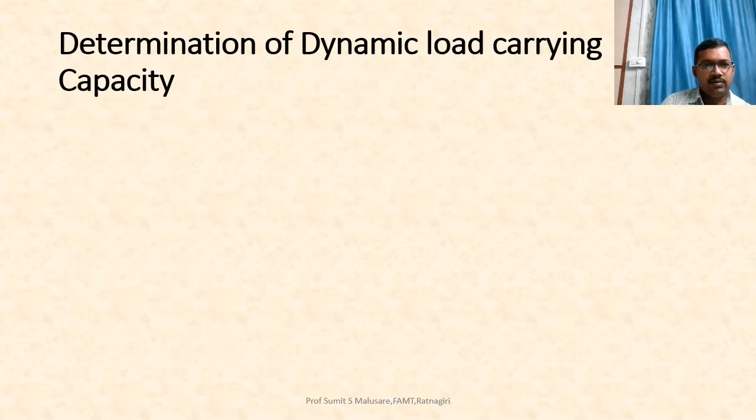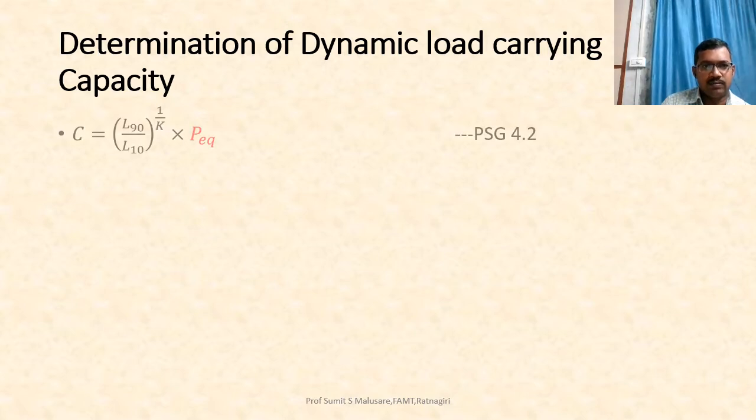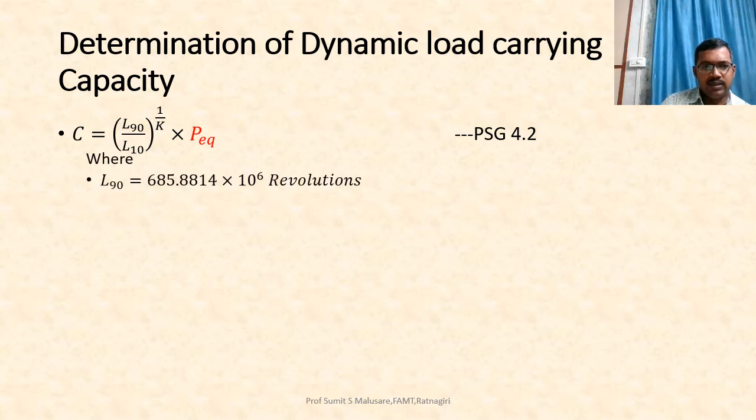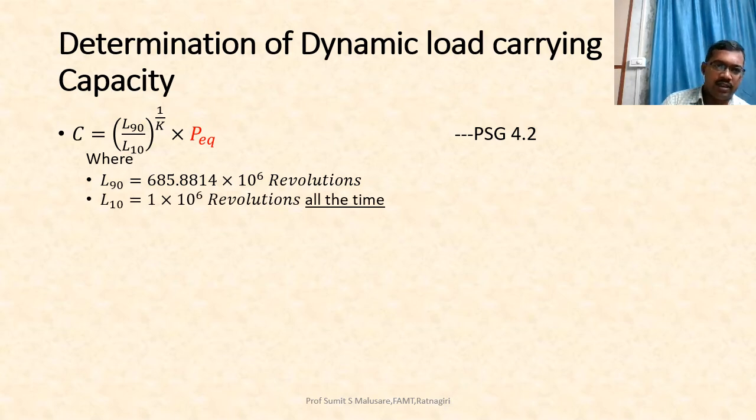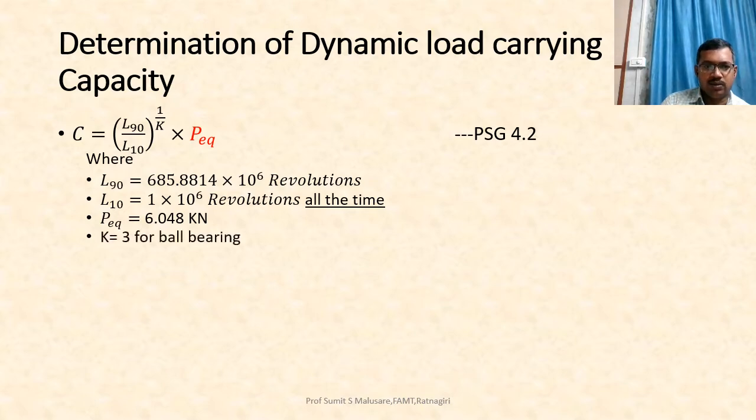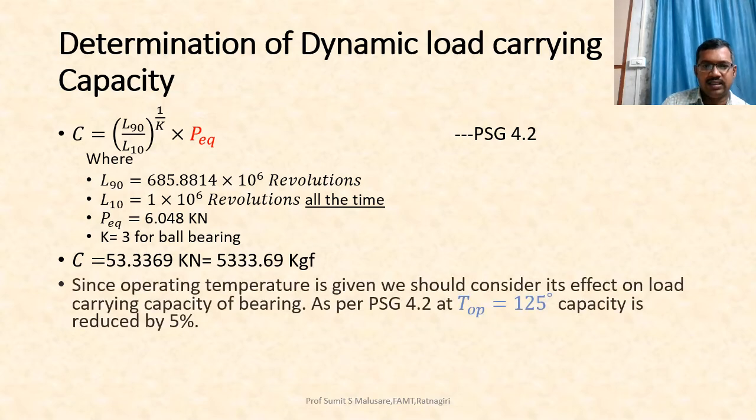Then next one, determination of dynamic load carrying capacity. So C is equal to L90 upon L10 raised to the power of 1 upon K into P effective. Again, the same formula is given on PSG 4.2, where L90 is equal to 685.8814 into 10 to the power of 6 revolutions, and L10 is always a standard 1 million revolutions. Then P equivalent is equal to 6.08 kilonewtons, K is equal to 3 for deep groove ball bearing, and we'll get the value of C is equal to 53.3369 kilonewtons. That comes out to be 5333.69 kgf.